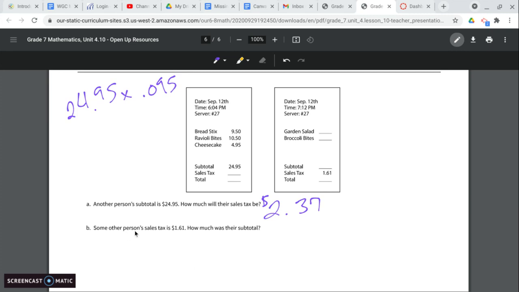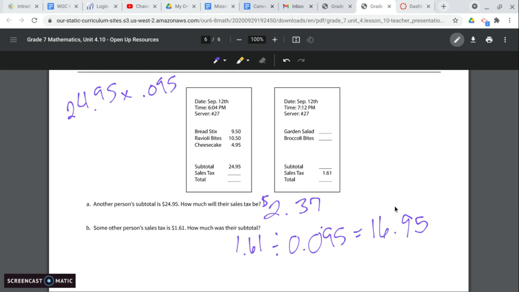For B, another person's sales tax is $1.61. How much was their subtotal? So because they had a tax of $1.61, we'll take that $1.61 and divide it by 0.095. Oops, I forgot a 0. 0.095, which gives us $16.95. So $16.95 would be a reasonable answer for this.